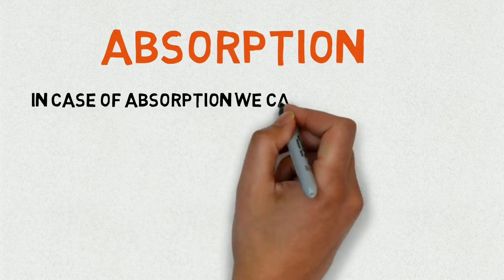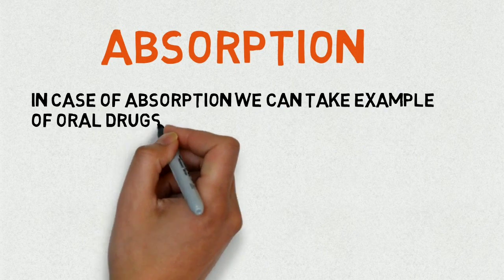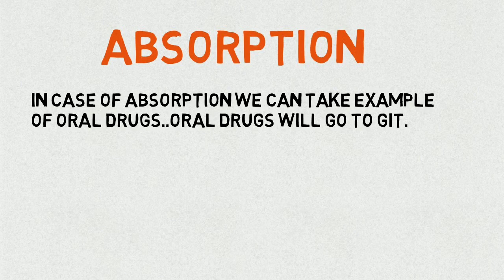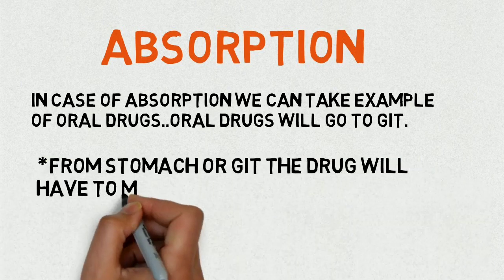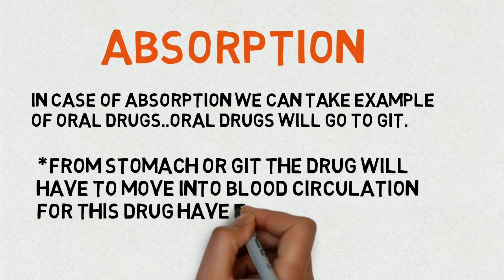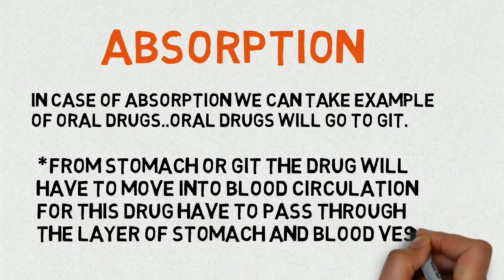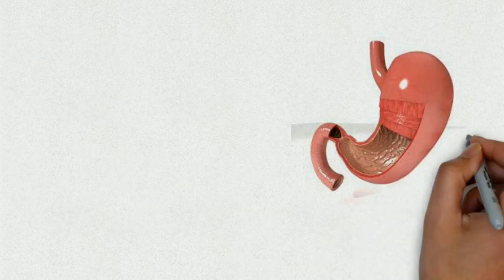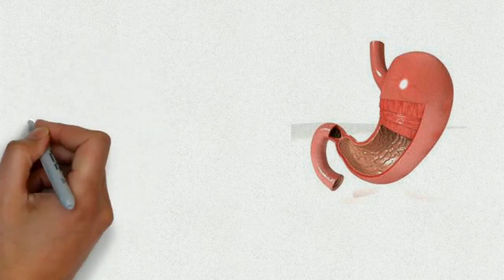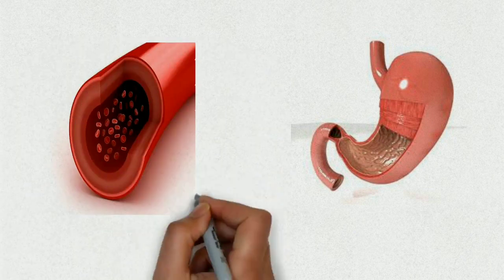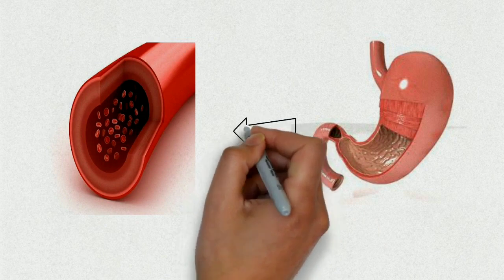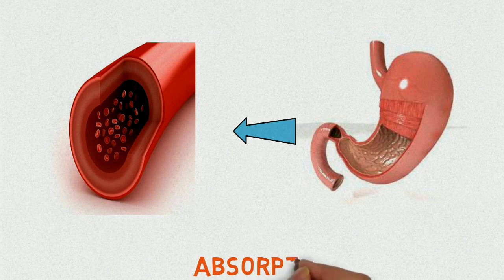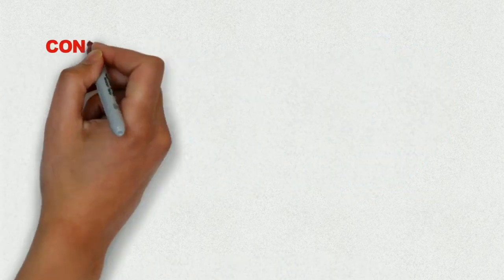In case of absorption, we take an example of oral drugs. Oral drugs are mainly taken through the mouth and go to the GIT, then further to the intestine and stomach, and from the stomach or GIT the drug will have to move into the blood circulation. For moving into blood circulation, it has to pass through some layers of the stomach and blood vessel. As you can see from the picture, firstly it has to cross the layers of the stomach, then it has to cross the layers of the blood vessel. For this purpose, there are some conditions to be followed by the drug. Let's talk about these conditions.